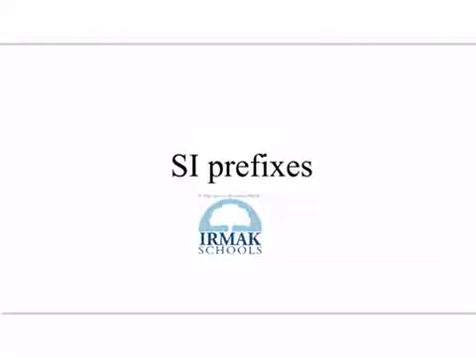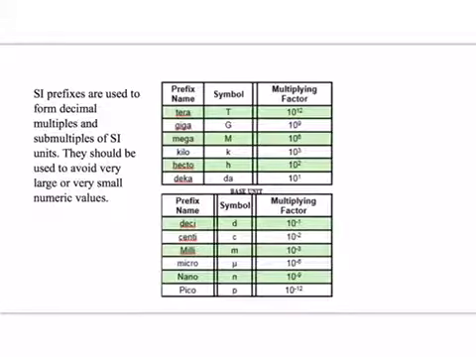Hi students, in this video we are going to cover SI prefixes. SI prefixes are used to form decimal multipliers and submultipliers of SI units. They should be used to avoid very large or very small numeric values. Here we have the table of the prefixes. Here we have the prefix name, here we have the symbol and the multiplying factor.